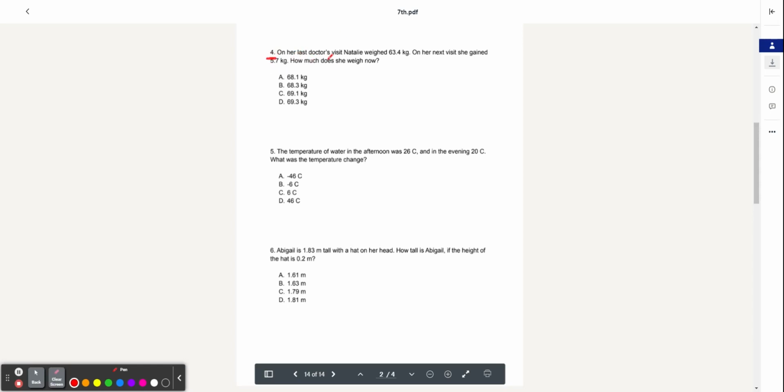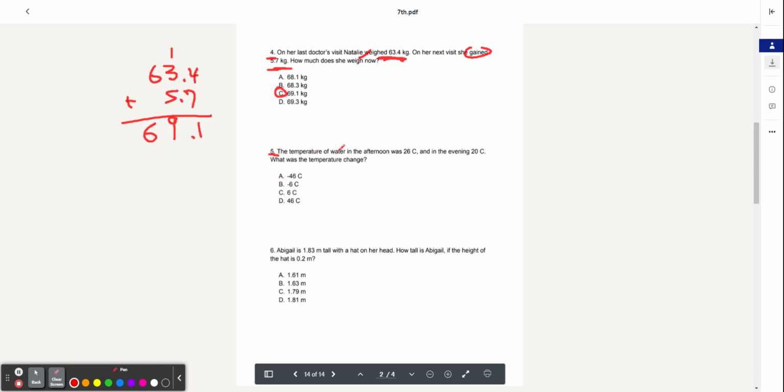4. On her last doctor's visit, Natalie weighed 63.4 kilograms. On her next visit, she gained 5.7 kilograms. How much does she weigh now? So all we have to do is just add these two values. And when we do, we get 69.1. And that is C.